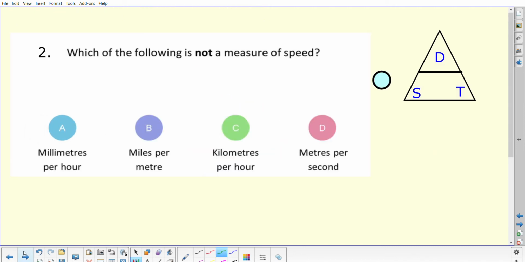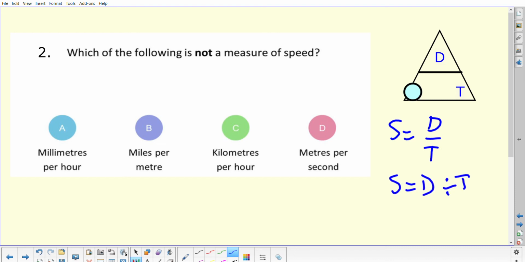For question 2, which of the following is not a measure of speed? And we've just talked about that, the units. Right, the formula for working out the speed, if you cover up the S, you'll see the formula for working out speed was distance divided by time. Distance over time. Or we can write it that way around, distance divided by time. So that means we're looking for a distance unit divided by a time unit.